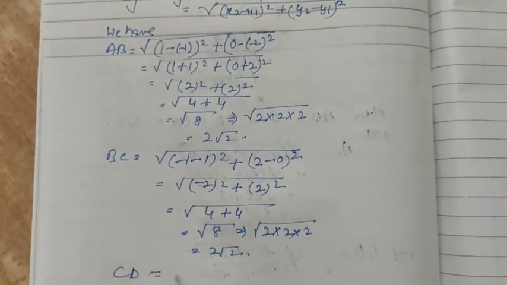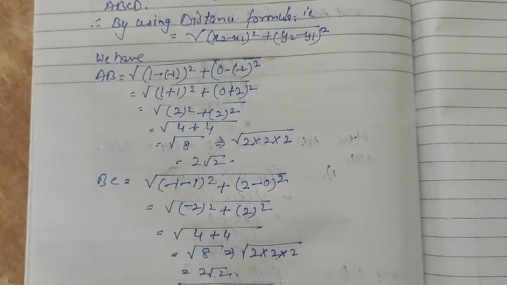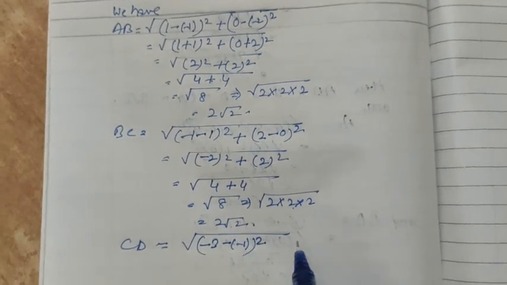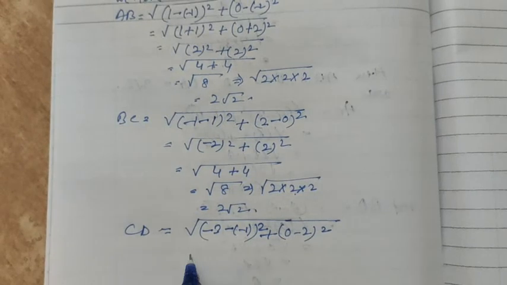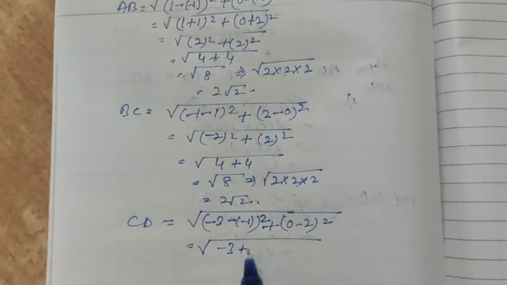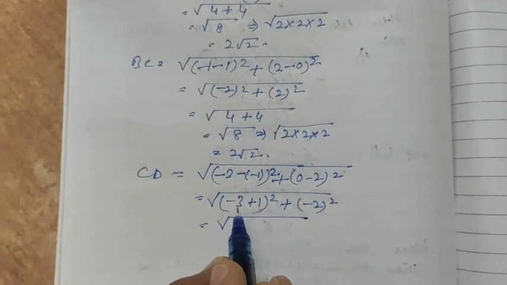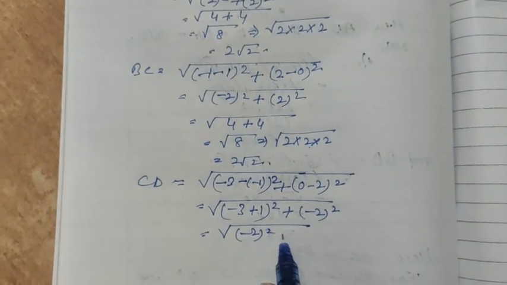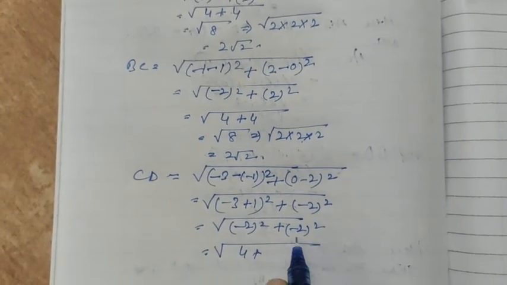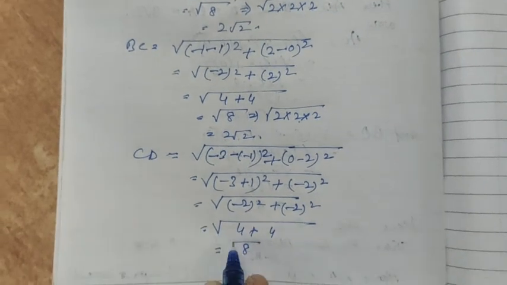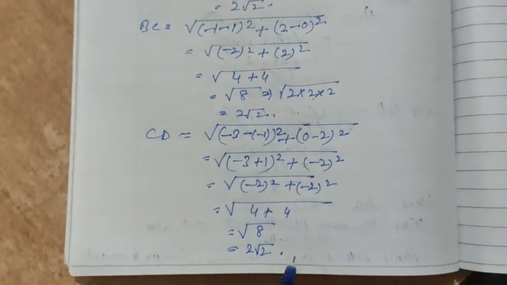So now CD, that is x4 minus x3, we have minus 3 minus of minus 1 whole square, plus 0 minus 2 square. So this will be minus 3 plus 1 whole square plus minus 2 whole square. This will be minus 3 plus 1 becomes minus 2 square plus minus 2 whole square. So minus 2 square becomes plus 4, and minus 2 square becomes plus 4. So this will be 8. 8 can be written as 2 root 2 unit. So CD is also 2 root 2 unit.